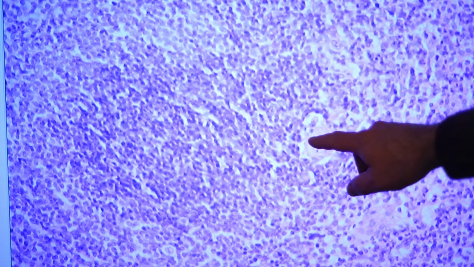This is a region of the white pulp of the spleen, very dense with lymphocytes, and here is a central artery, a central arteriole passing through the white pulp in the spleen.